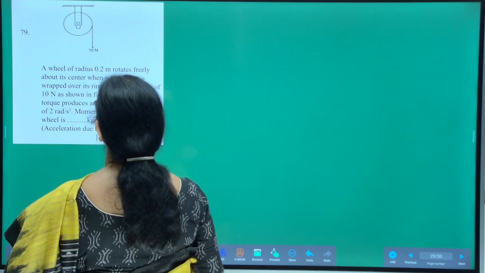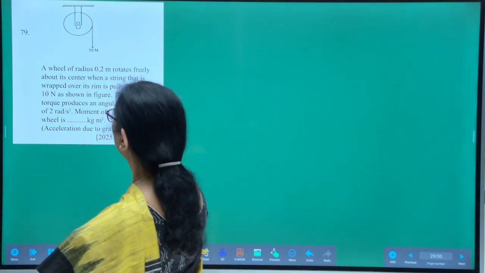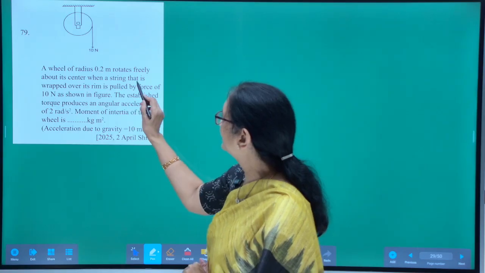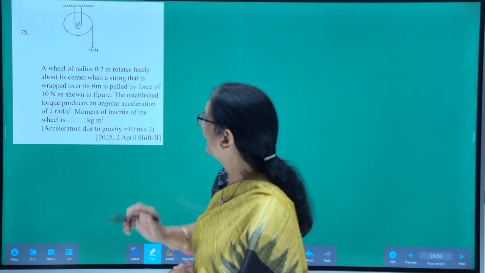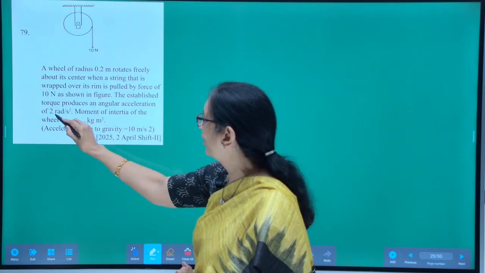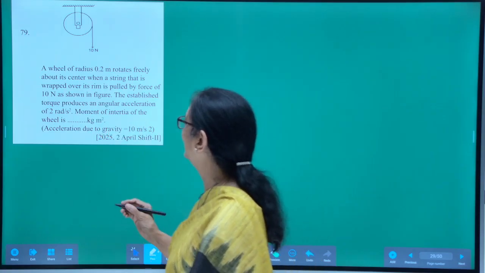Look here, a wheel of radius 0.2 meters rotates freely about its center when a string that is wrapped over its rim is pulled by a force of 10 Newton as shown. The angular acceleration produced is 2 radian per second square. Find the moment of inertia of the wheel.